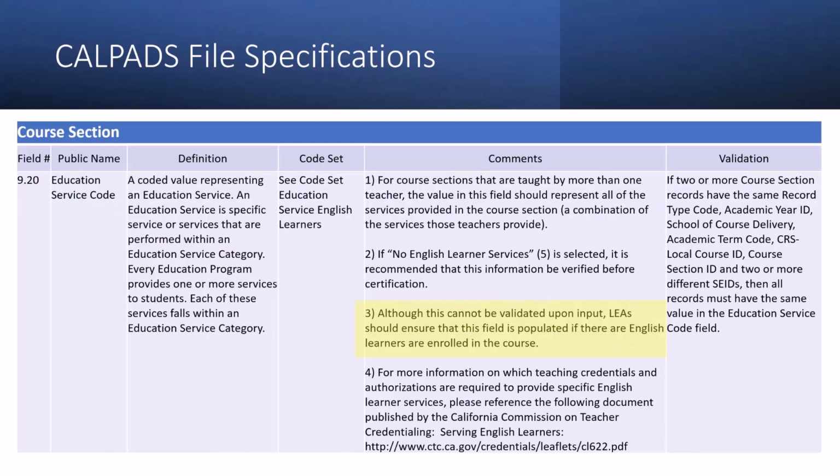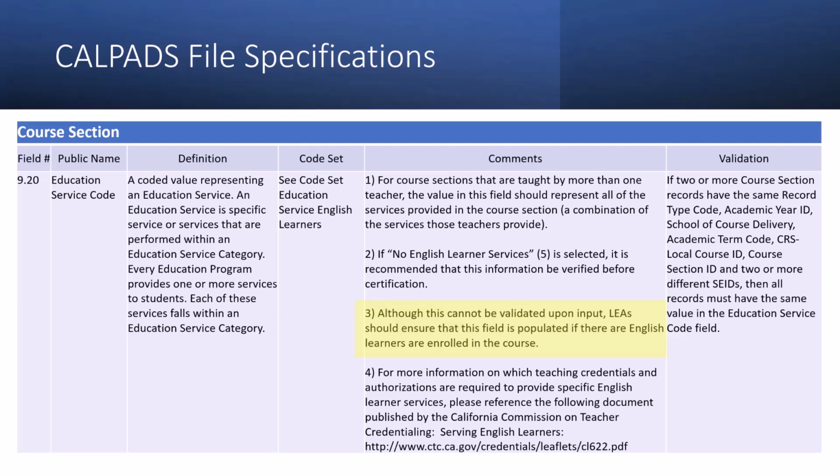Okay, here we have the CalPADS file specifications. It's an Excel document as well. You see field number on the far left, 9.20. So the error list references this documentation, so we can always look at it for more information. And it gives us some rules. I've highlighted number 3 in the comments.